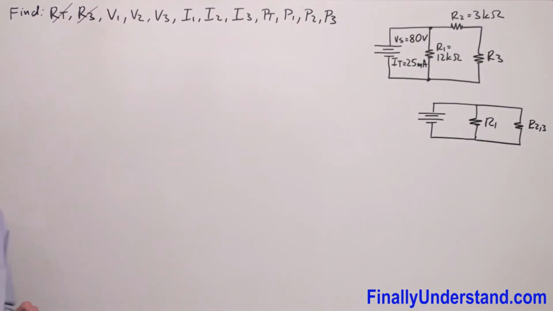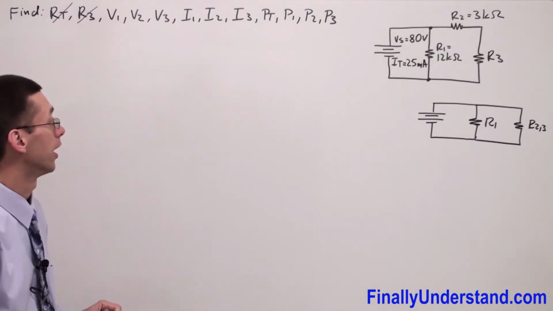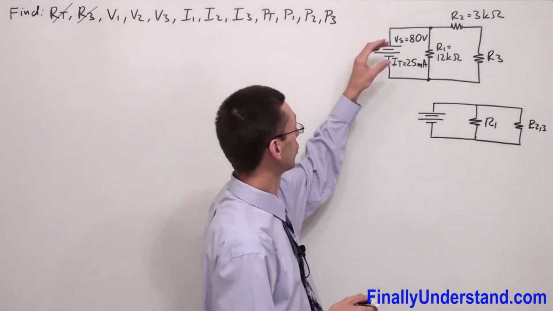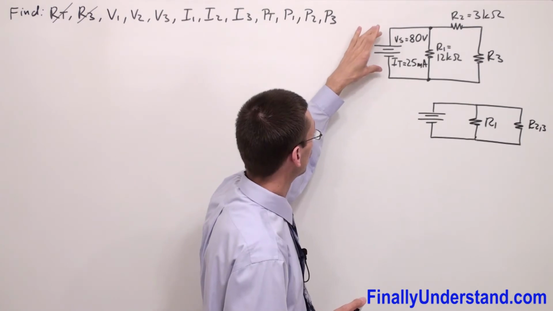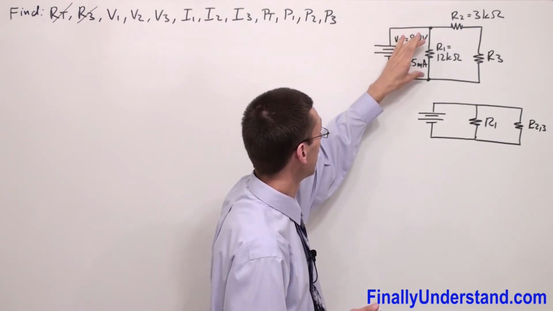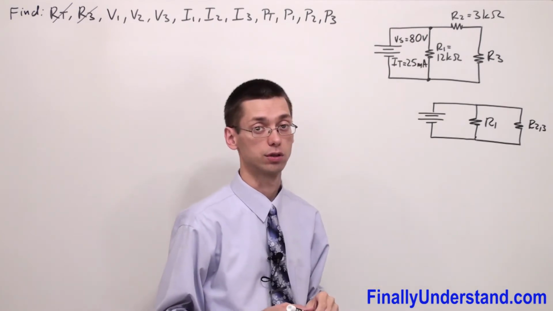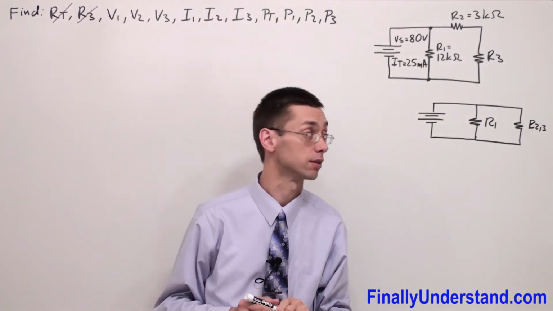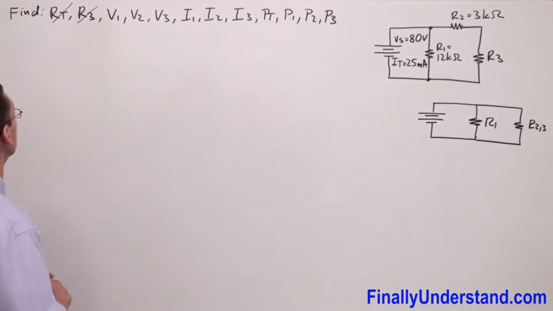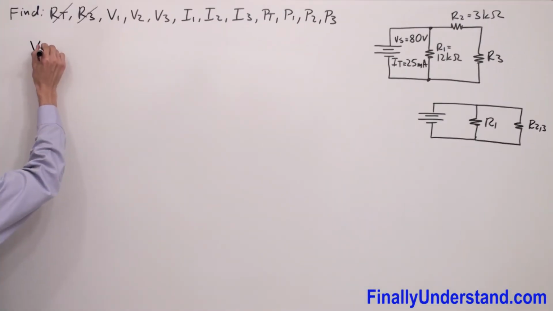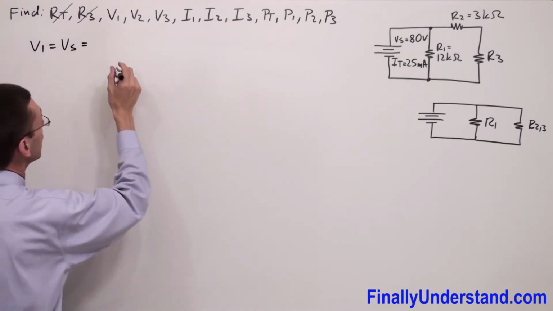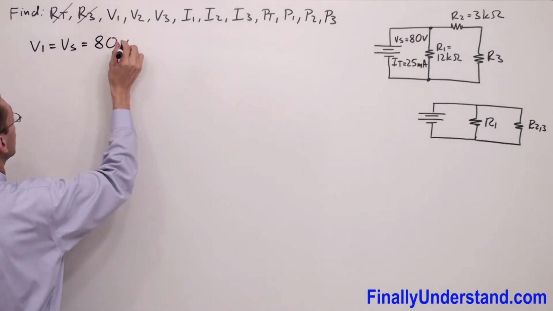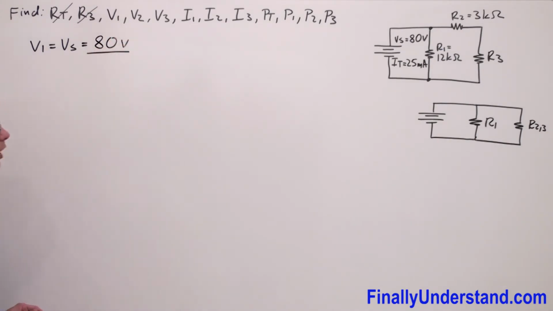Next, we are going to find voltage across resistor R1. Please notice that resistor R1 is connected directly to the voltage source. It means that resistor R1 is in parallel with the voltage source. Keep in mind that in a parallel circuit the voltages are the same. So you're supposed to realize that V1 is equal to voltage source, which is equal to 80 volts. Okay, so this is the voltage across resistor R1.